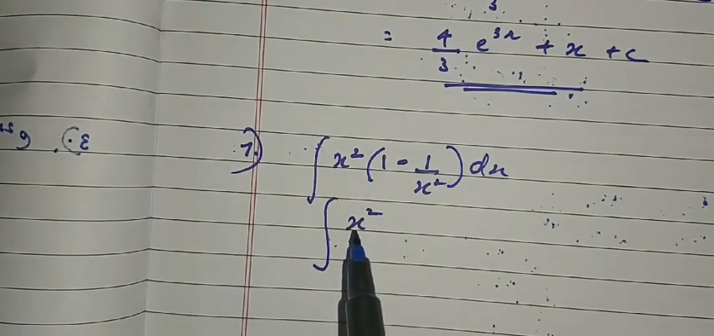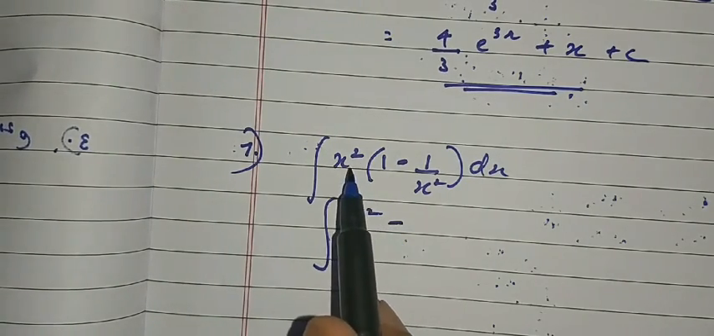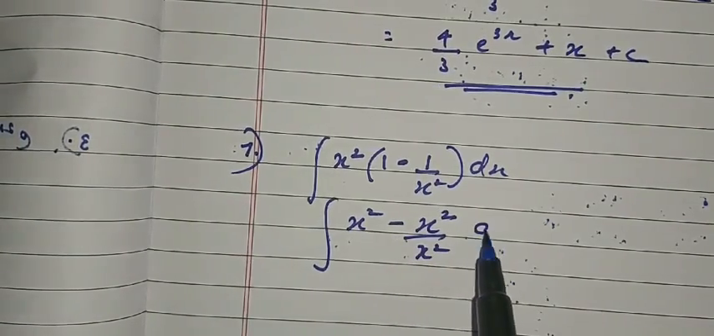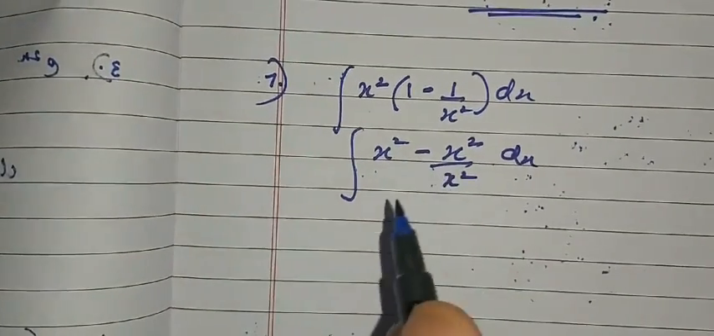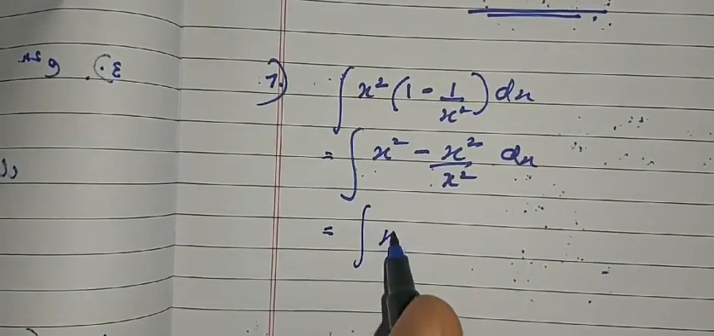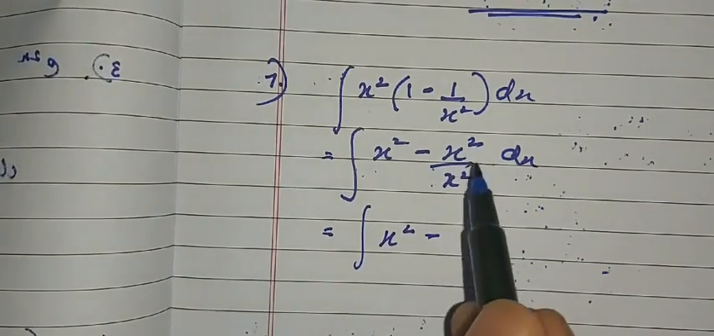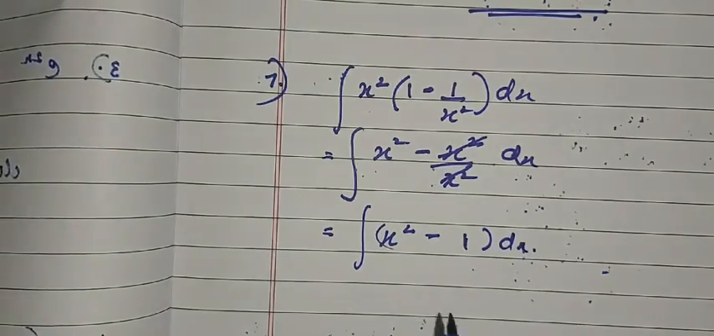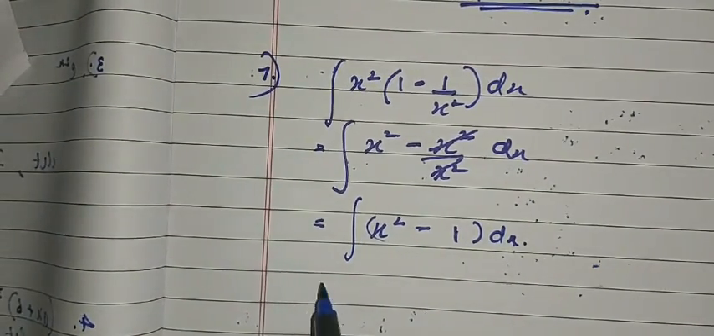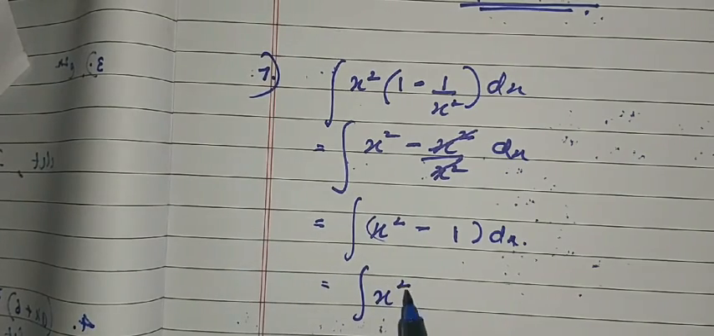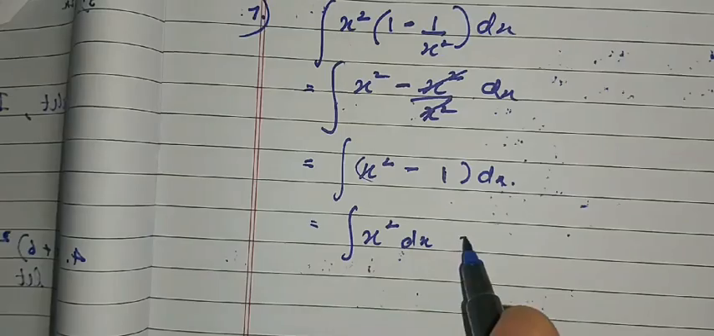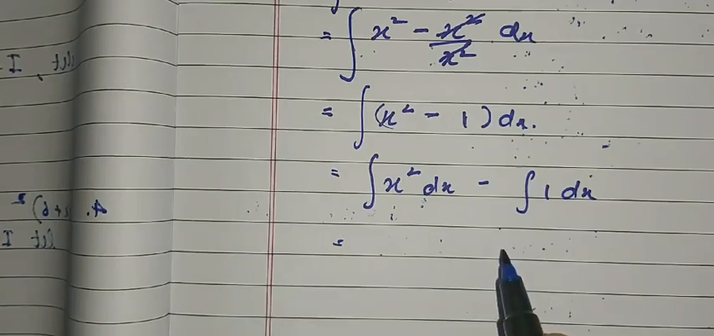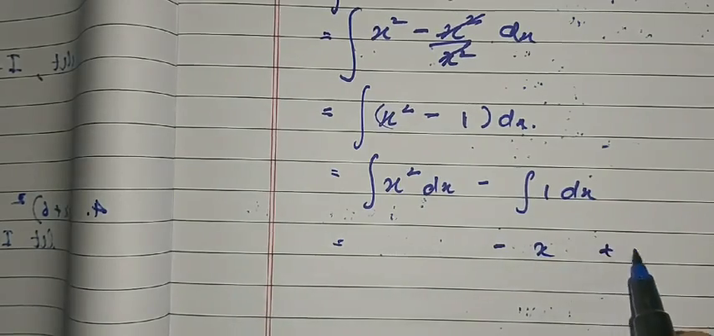X square into 1, x square minus x square into 1 by x square, and then the dx. It will be equal to x square minus x square by x square, that is 1, dx. Now we can split this. There is a minus in between, so it can be written as integral of x square dx minus integral of 1 dx. What is the integral of 1 dx? It is x, and we add a c here.